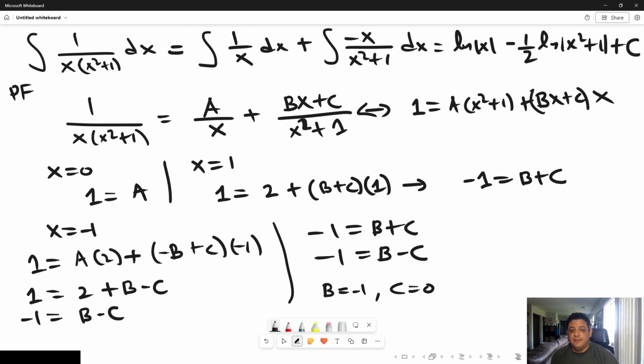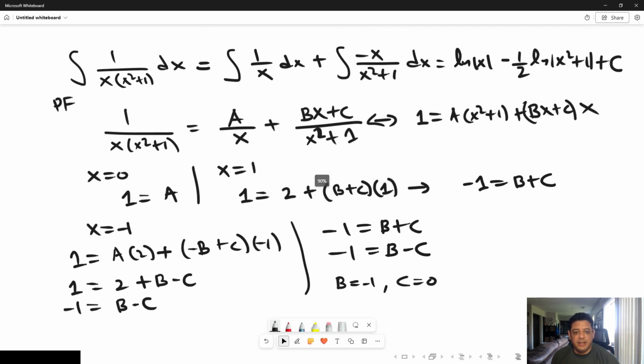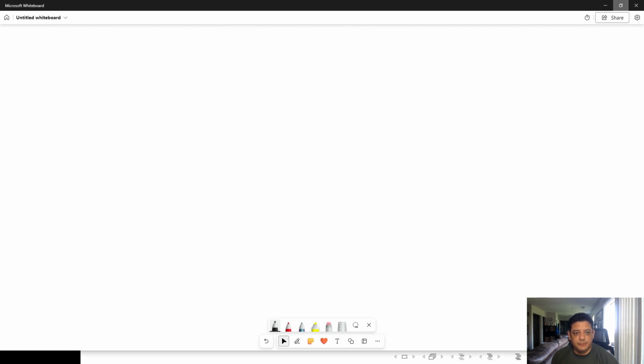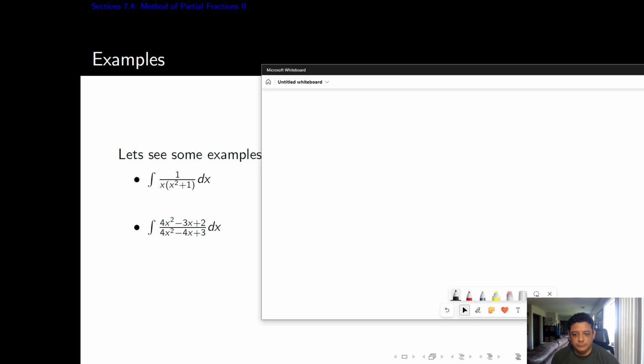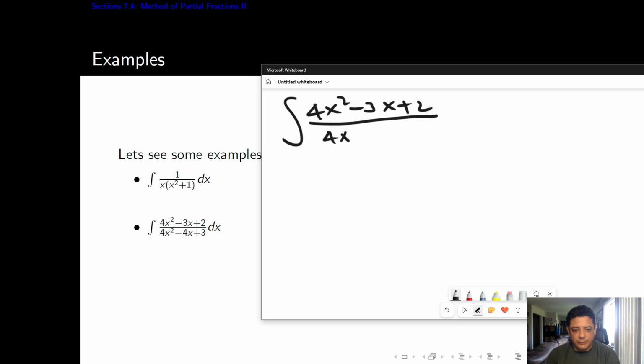And that's it. This is the procedure that we follow when we have these particular irreducible terms. Now let's check another example. So now we have the integral of 4x squared minus 3x plus 2 over 4x squared minus 4x plus 3 dx.